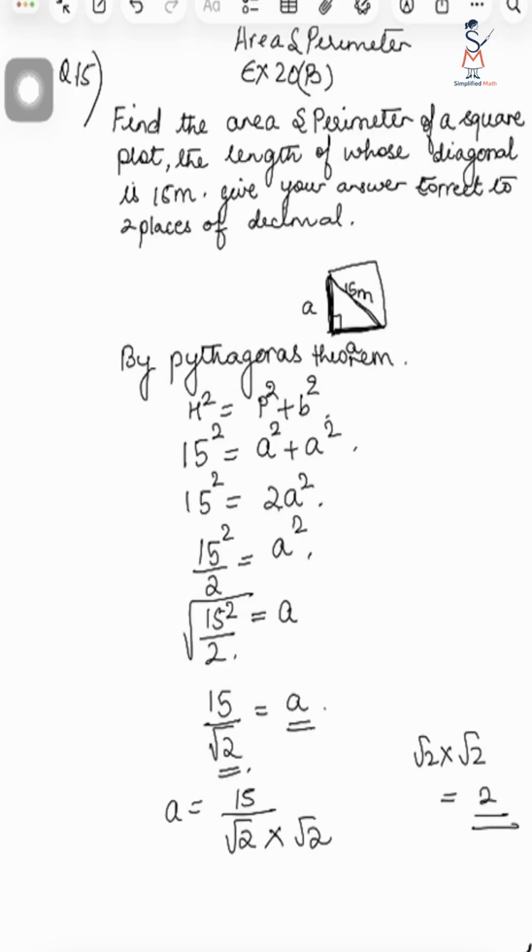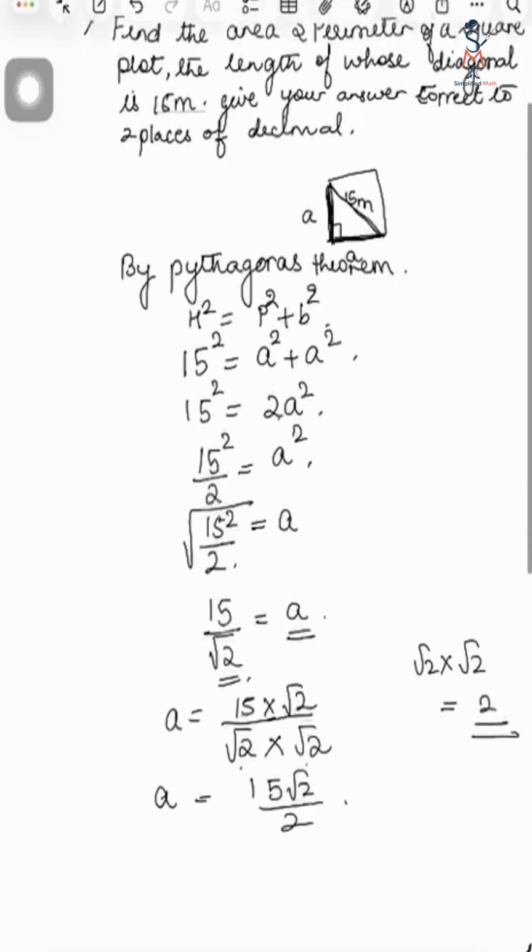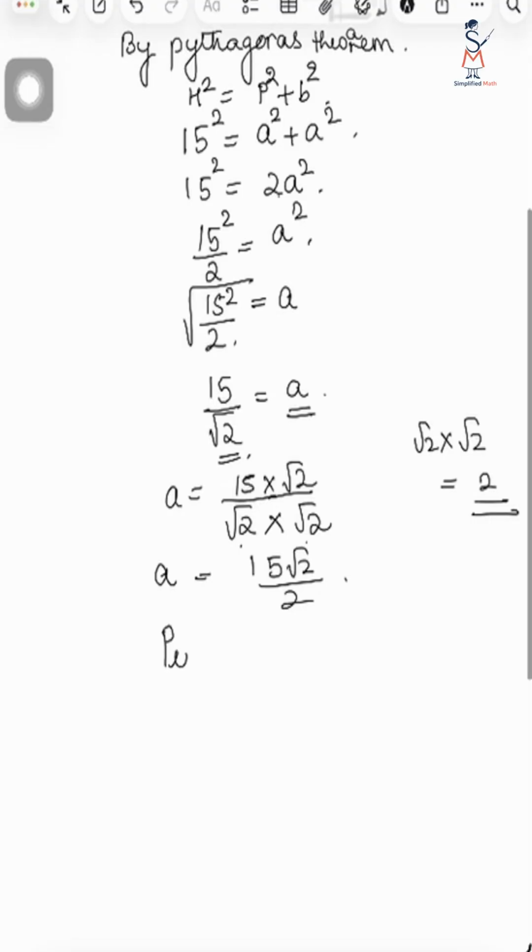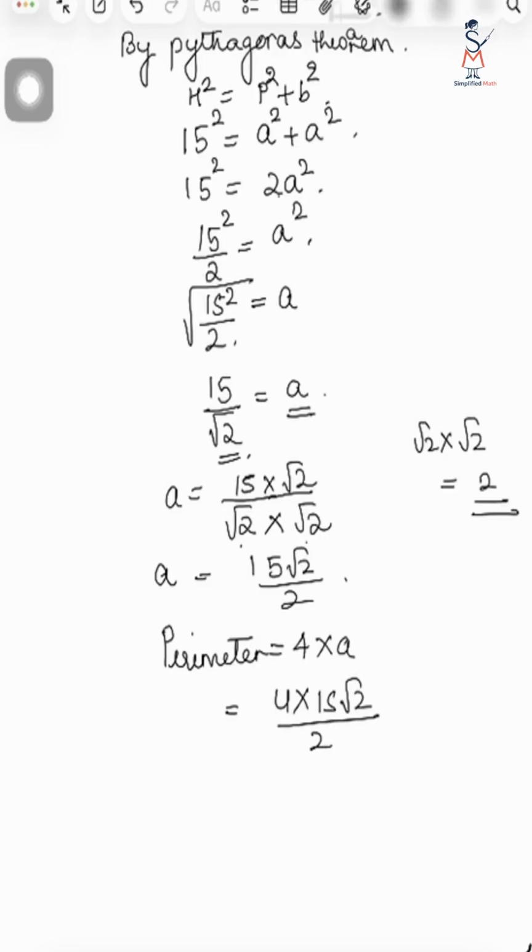So we'll rationalize the denominator by multiplying the denominator with root 2. So what we do to the denominator, we need to do to the numerator also. So this will become 15 root 2 by 2. So now the side has been rationalized. Now we will find the perimeter. Perimeter is what? 4 into side, 4 into a, that is 4 into 15 root 2 by 2.